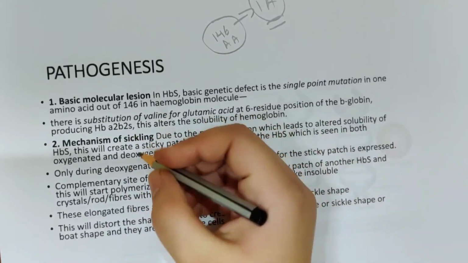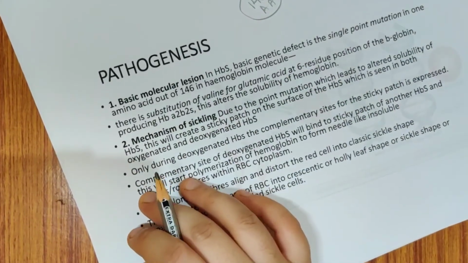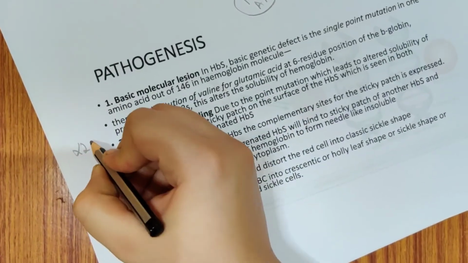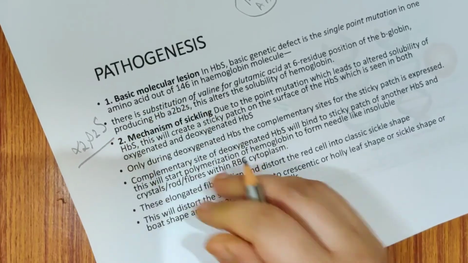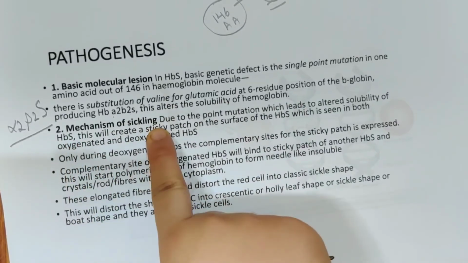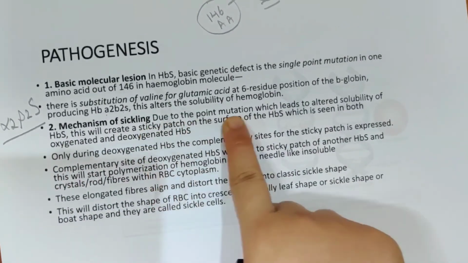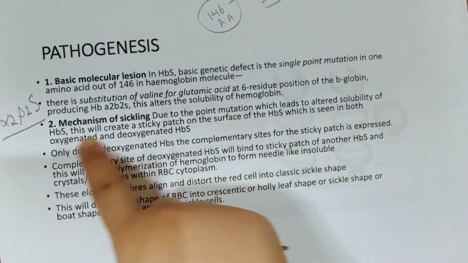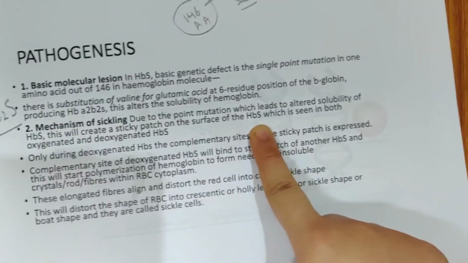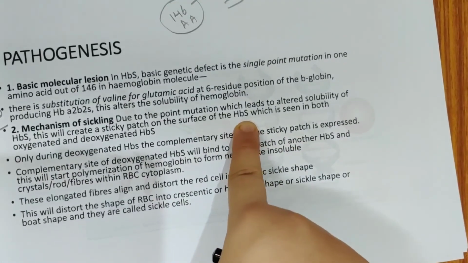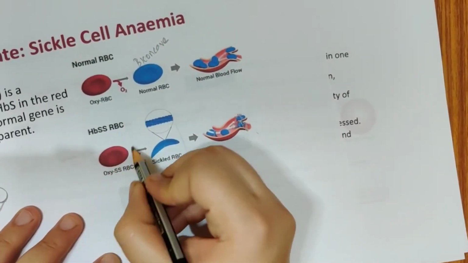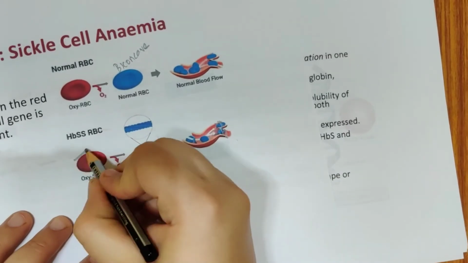I do not know how to put alpha and beta simply, so I've just put A and B: alpha 2 beta 2 S. This alters the solubility of hemoglobin. Mechanism of sickling: due to the point mutation, which leads to altered solubility of HbS, this will create a sticky patch on the surface of the hemoglobin S. The hemoglobin that we have seen will have a sticky side.